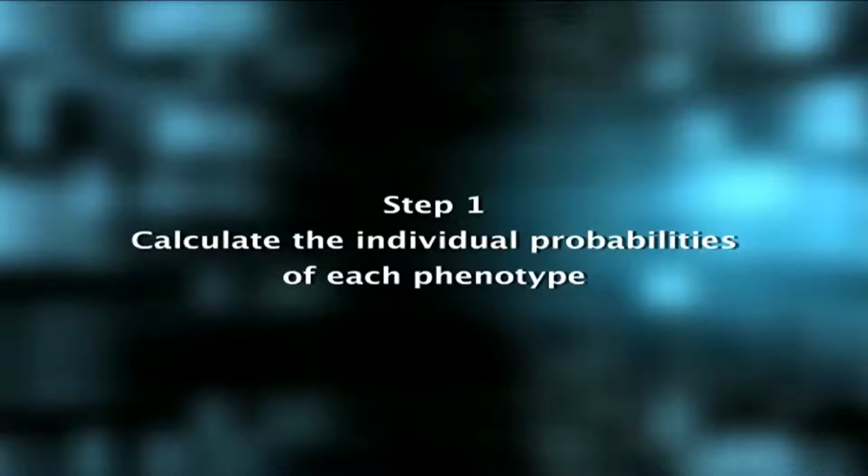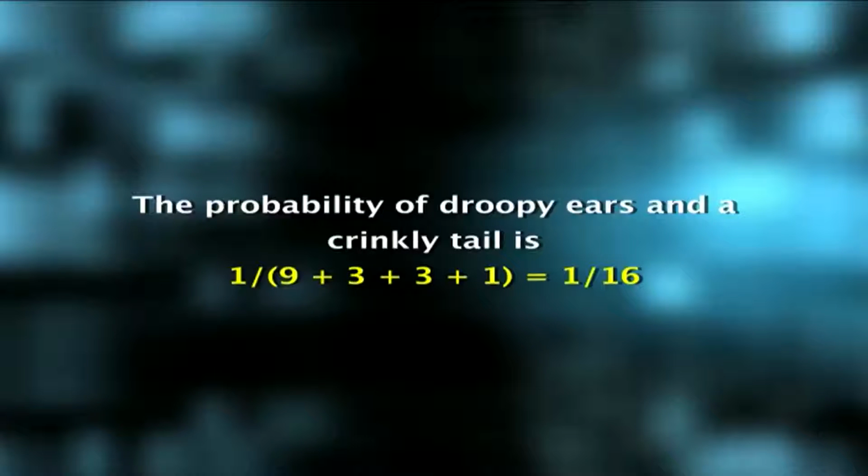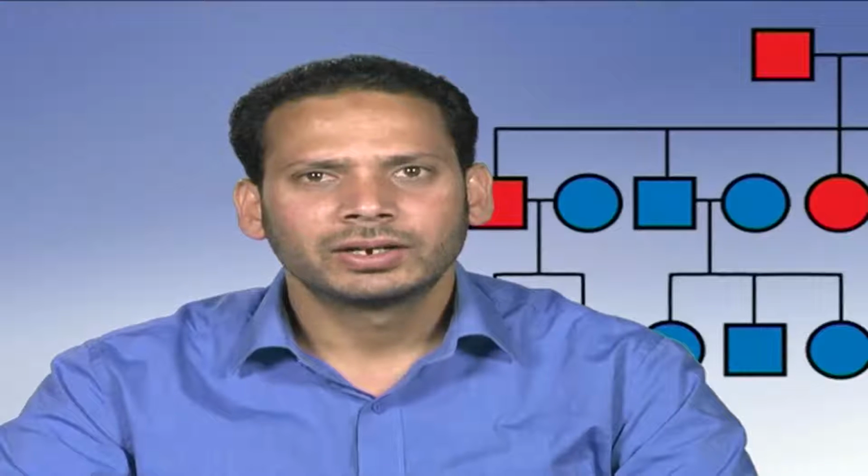The steps involved in this problem: first, we calculate the individual probabilities of each phenotype. This can be accomplished using a Punnett square. The probability of normal ears and a normal tail is 9/16. The probability of droopy ears and a crinkly tail is 1/16. Now step number 2: add together the individual probabilities. We get 9/16 plus 1/16, that is 10/16. This means that 10/16 is the probability that an offspring will have either normal ears and a normal tail or droopy ears and a crinkly tail.